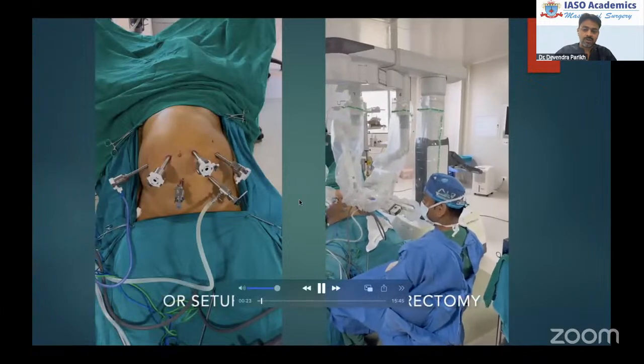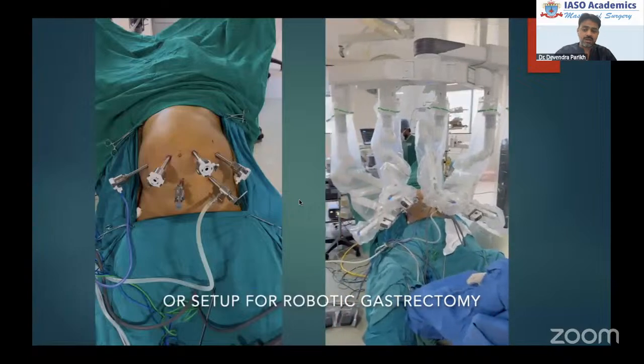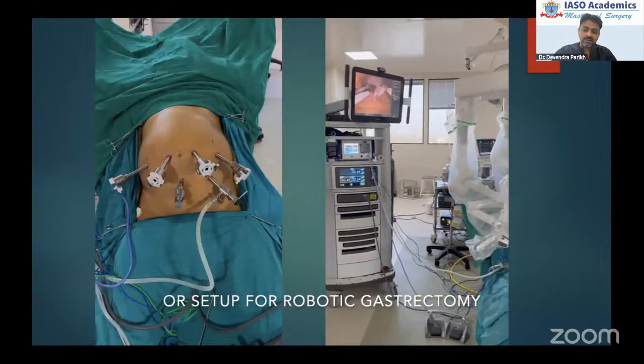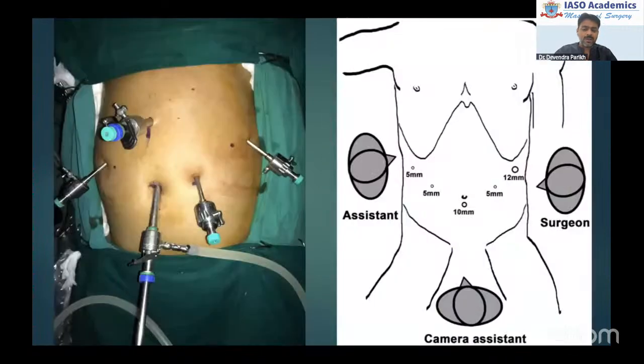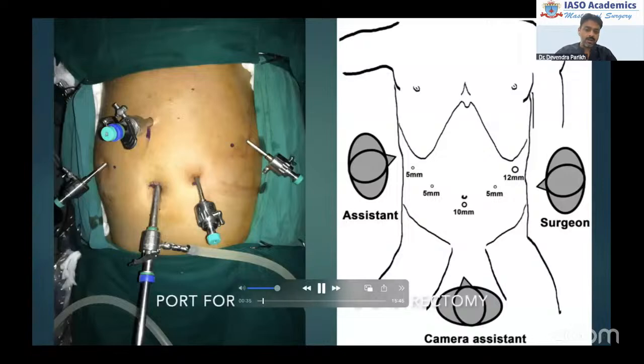This is how our OR setup looks like when we are doing robotic assisted gastrectomy. As you can see, bedside surgeon between the legs, vision card on the right of the patient, and very similar position for laparoscopic assisted gastrectomy. As you can see here, these are the port placement and the OR setup. Again, screen on the right side, on the head side. Right hand surgeon usually try and stand in between the legs. I'm a left hand surgeon. I stand on the left side of the patient.